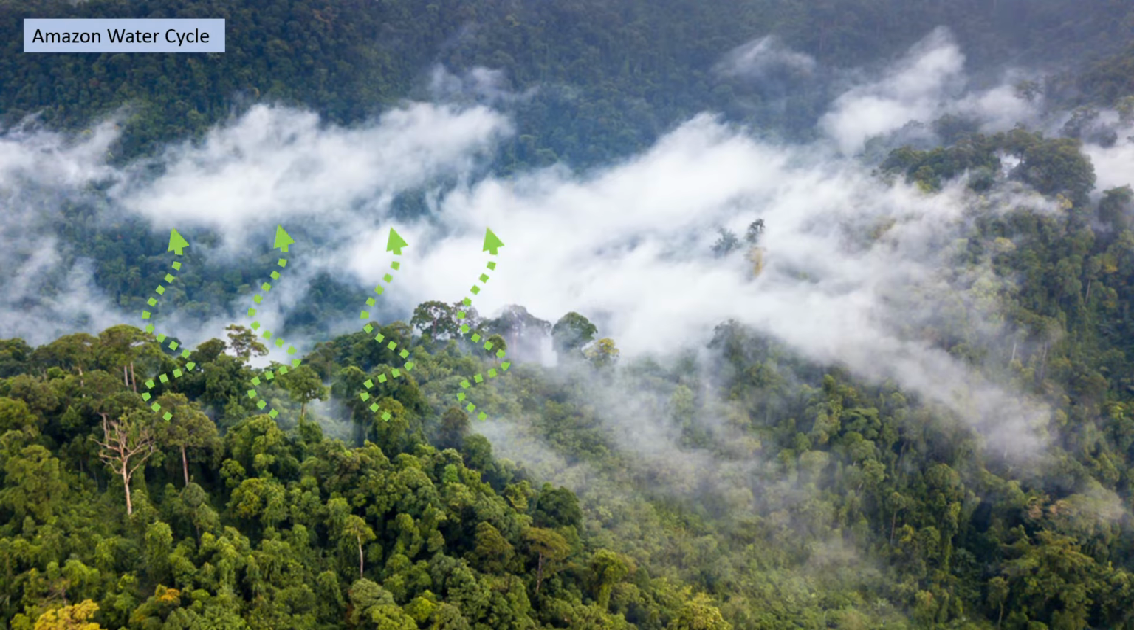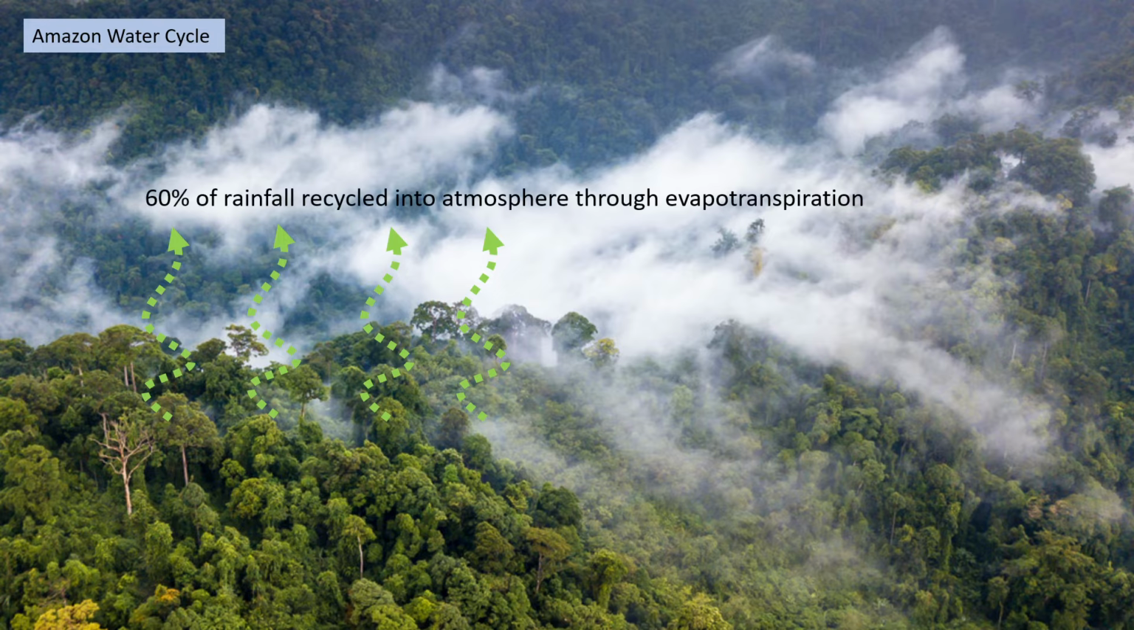Because we've got such high temperatures in the Amazon, we're also going to get really high evapotranspiration rates. We know that when the temperature goes up, the evaporation rates and transpiration rates go up. And so in the Amazon, 60% of the rainfall that actually falls gets recycled from the biosphere back into the atmosphere.